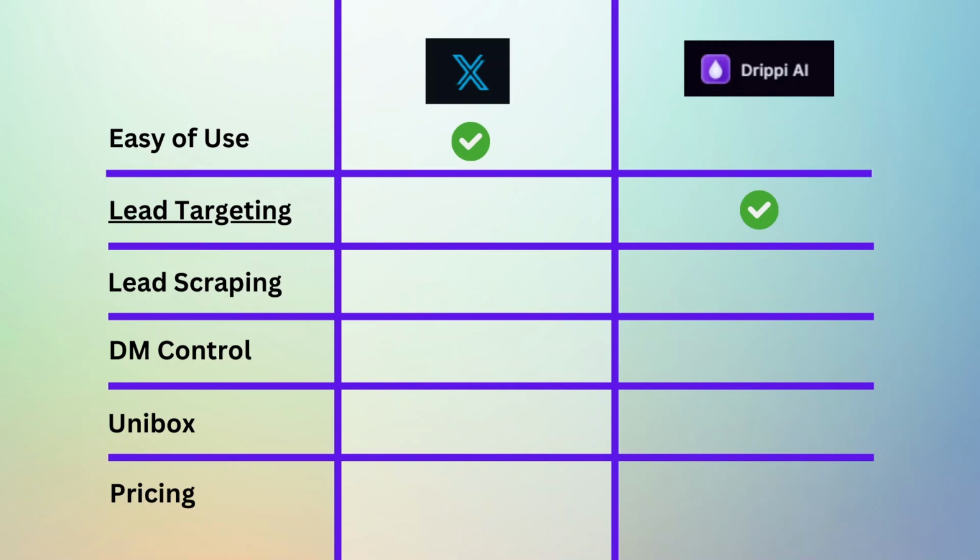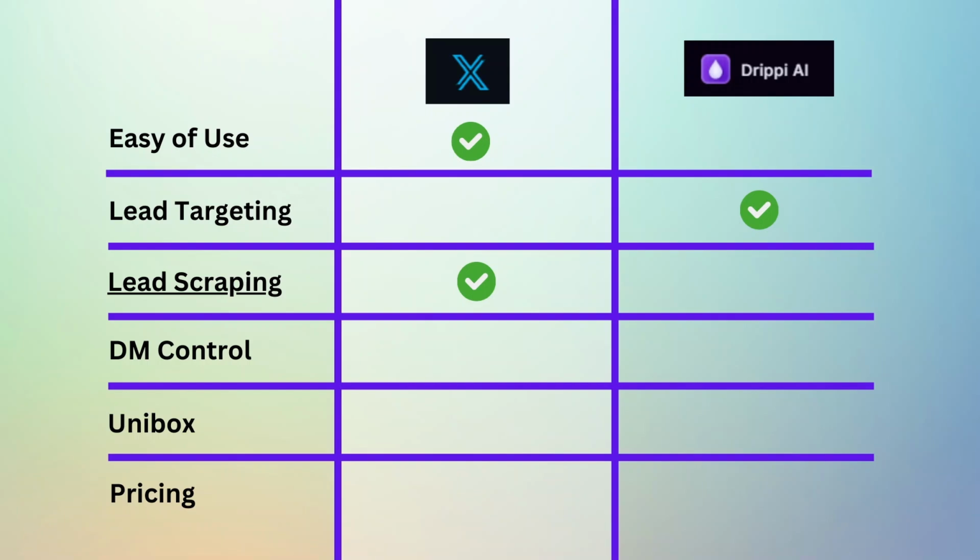Now let's talk about lead scraping, and this one goes to the XReacher. As I mentioned several times, XReacher offers unlimited and very fast scraping, while Drippi scraping can take hours and might even break sometimes. But I have to mention that Drippi has more scraping options. Not only can you import CSV files and scrape leads from the database, you can also scrape lookalike leads that are similar to your ICP. Despite this, I still value efficiency and speed, so I have to give this to the XReacher.